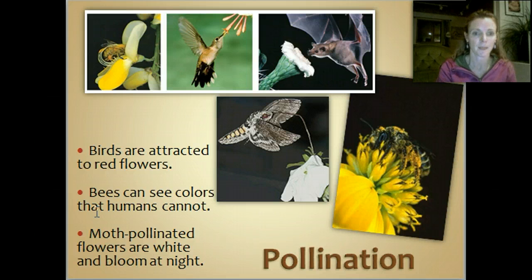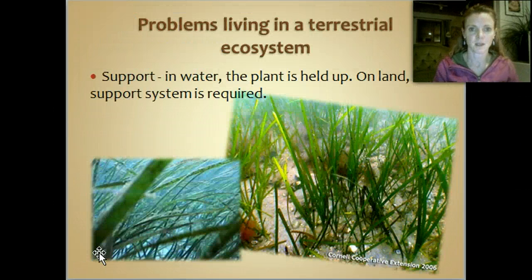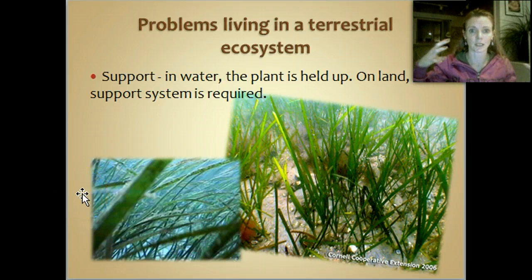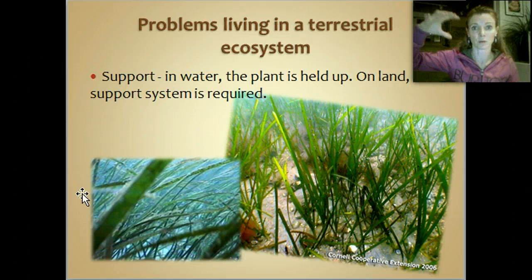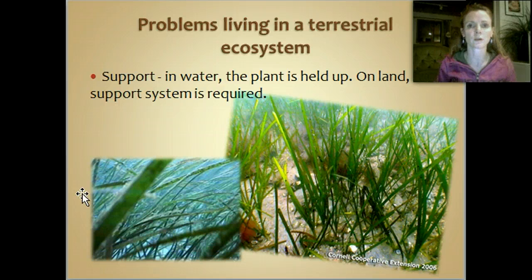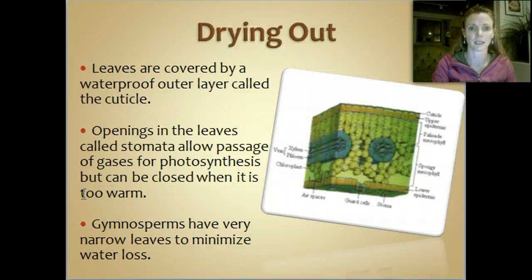Okay, moth-pollinated flowers are white and bloom at night. So just some little FYI things, kind of crazy, right? All right, problems living in a terrestrial ecosystem. Terrestrial meaning on the land. So basically support. In the water, the plant is held up by the water, right? On land, a support system is required. So sometimes things that grow really tall require a huge support system. And that's not always an easy thing, but nonetheless, that's one of the problems living on land.